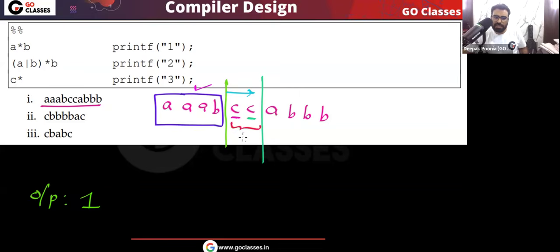So remember, for this CC, what you will do? You will print 3. Okay, yes or no? You will print 3. Very simple. So this is the next lexeme you got. Now you will restart from here.